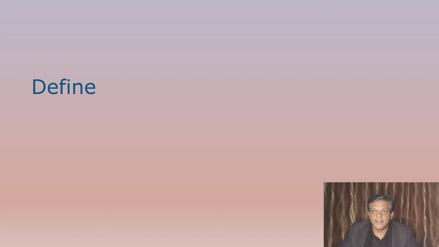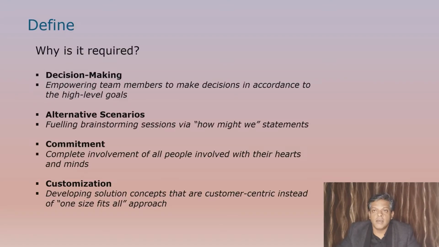So next comes the define stage. In the define stage, once the problem has been identified in the previous stage, you need to come up with the possible viable or feasible solutions. It helps in decision making, empowering team members to make decisions in accordance with the high level goals. It helps in generating alternative scenarios, fueling brainstorming sessions via how might we statements.